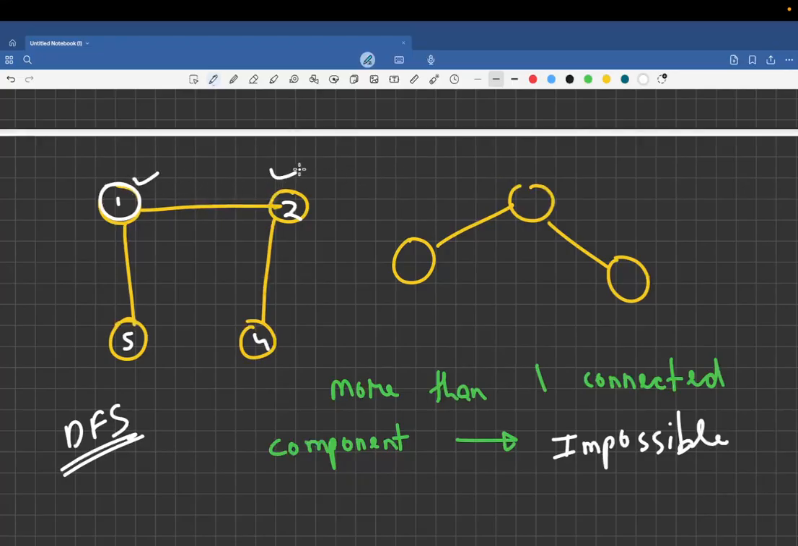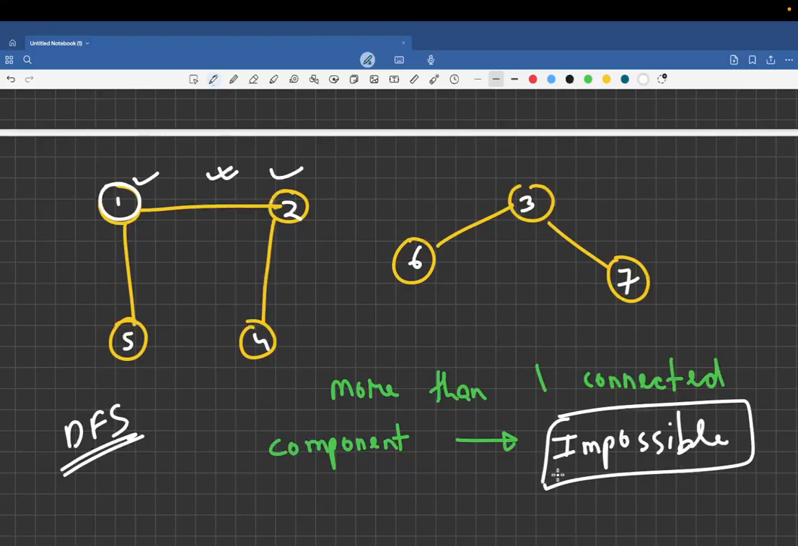Now 1 is visited, 2 is visited. Now when you come to 3, let's suppose this node is 3, you see that 3 is not visited, and you have already performed a DFS one time. In that case, this confirms that 3 belongs to a component to which 1 does not belong. This means you have more than one connected component, and in that case, your answer will be simply impossible, because even if you are repairing all the roads, node 1 and node 3 are not reachable to each other, isn't it? Okay. So we have already figured out in which case the answer will be impossible.